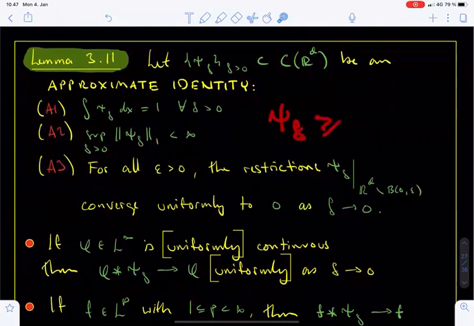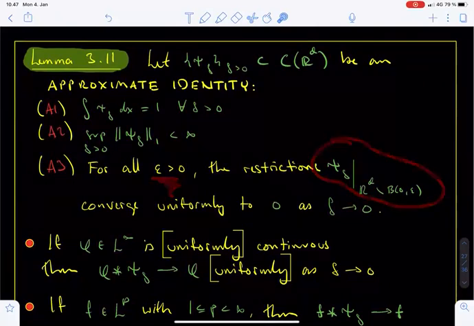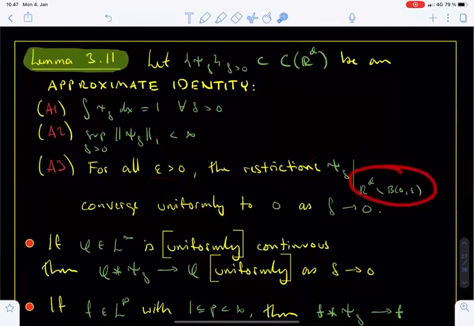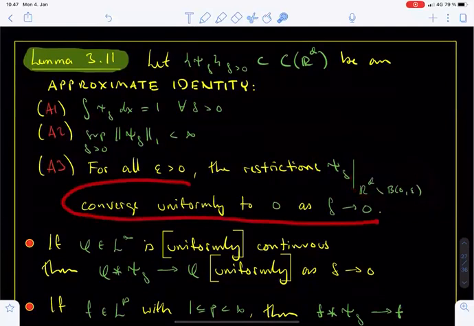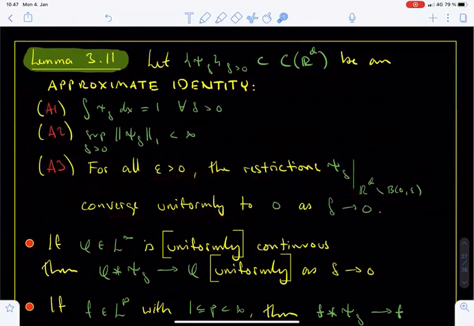Note that if the functions psi delta happen to be non-negative, as will be the case below, this already follows automatically from axiom A1. The final axiom A3 states that the functions psi delta converge uniformly to 0 outside any fixed neighborhood of the origin, as delta tends to 0. More precisely, if epsilon is a fixed positive number, then the restrictions of the functions psi delta outside the ball B(0, epsilon) converge uniformly to 0 as delta tends to 0.